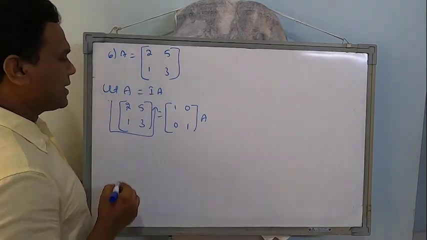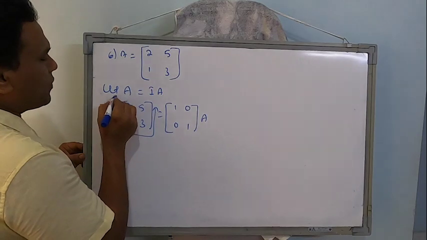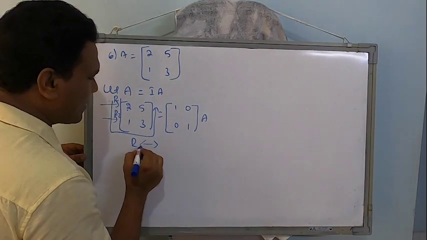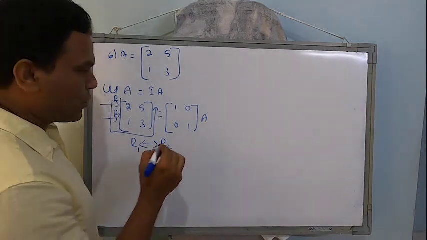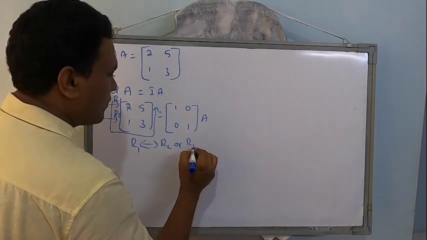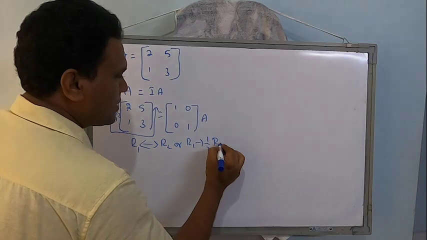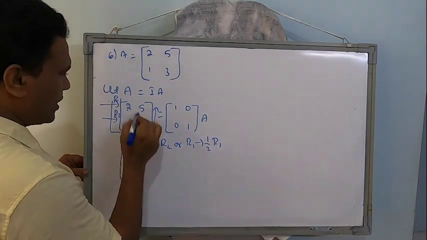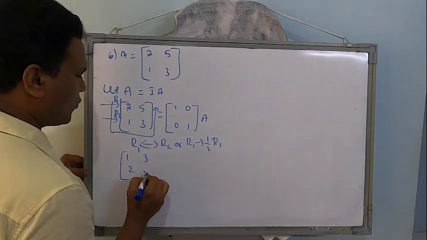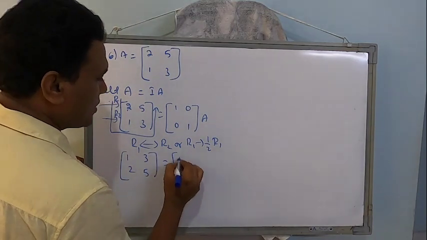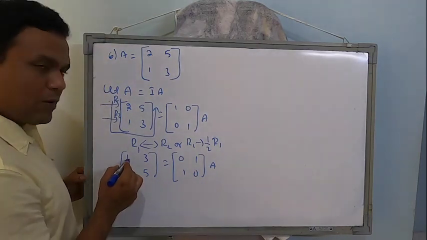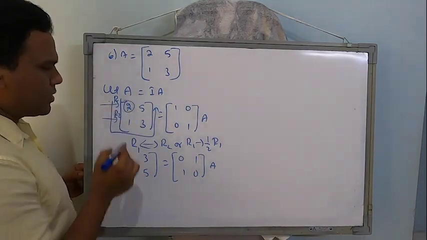So I have to go in the anti-clockwise direction. This is an element of R1 and this is an element of R2. I can interchange R1, R2. That is one method. Otherwise, R1 will be written as 1 by 2 times R1. Any of these two operations you can apply. Interchanging is actually easy. So let me interchange: [1 3; 2 5]. So here also [0 1; 1 0] multiplied by A. So I wanted 1, I got it, right? So my first intention was this.